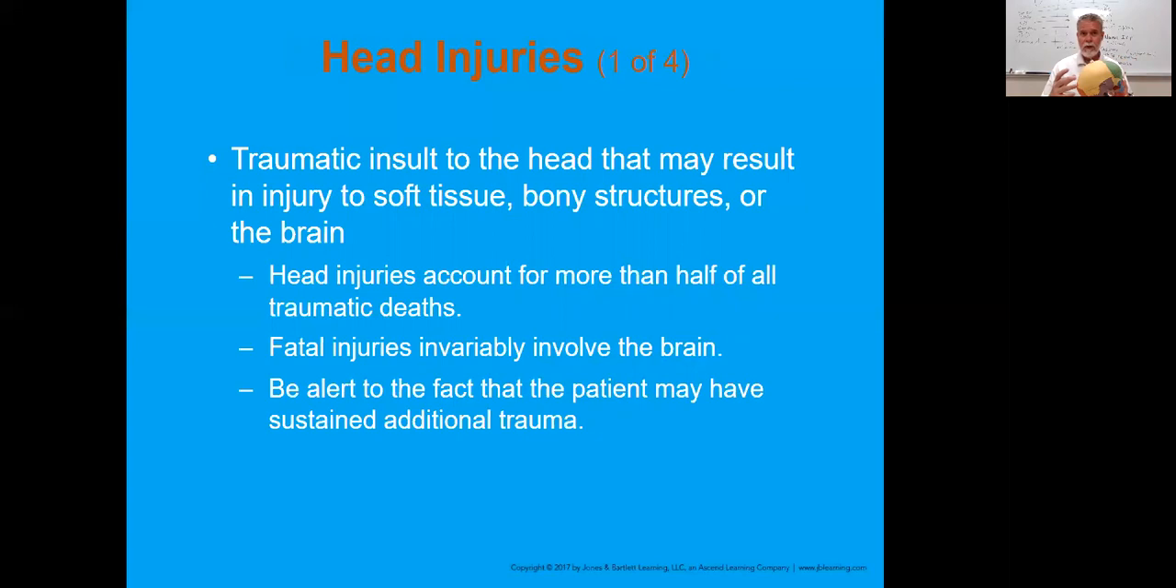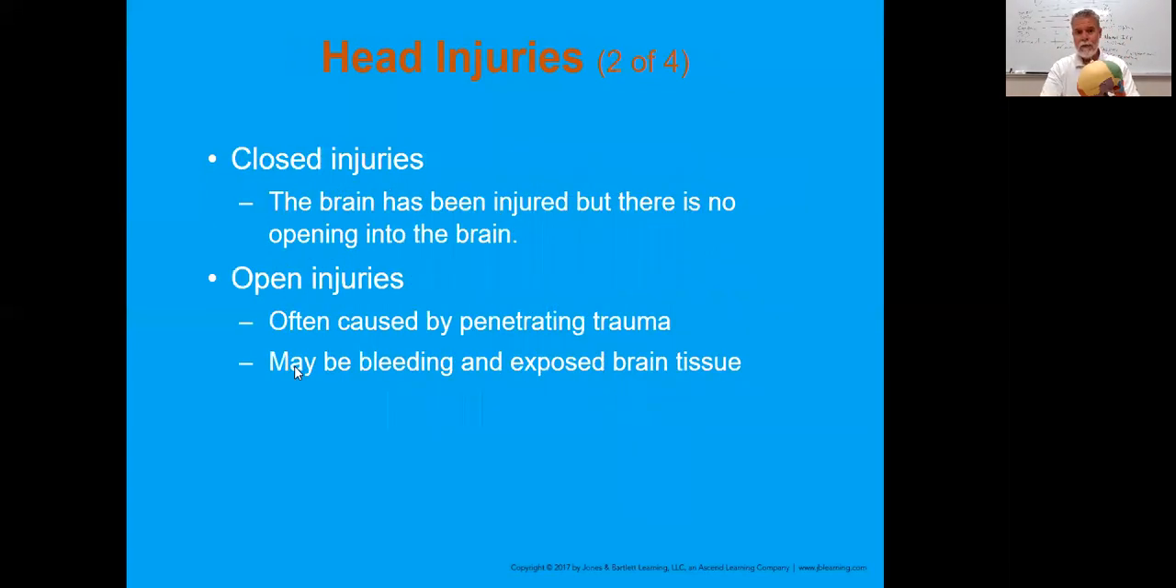Which is why when we do that assessment, remember we're doing a head to toe assessment, the anterior as well as the posterior portion on your patient, because we can't miss these things. And if they're unconscious and unresponsive, then that's why we have to do that, right? That detailed physical assessment to make sure nothing has been missed.